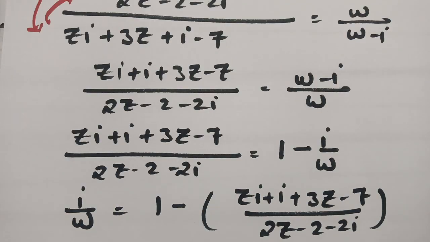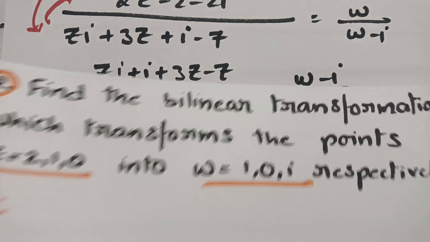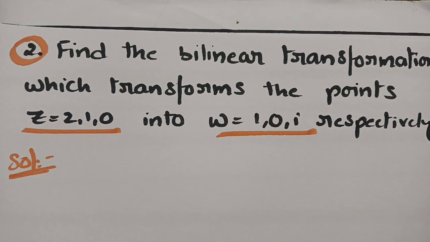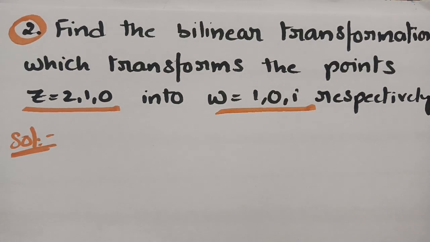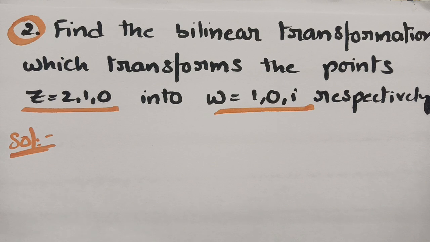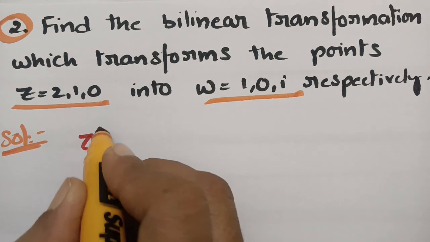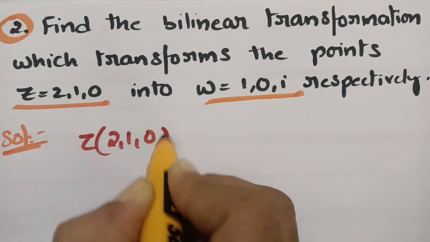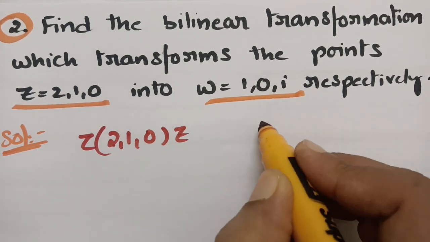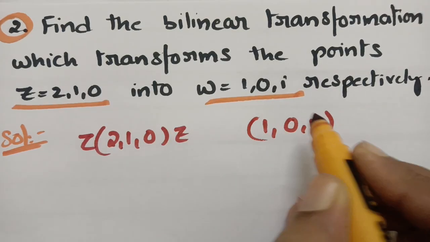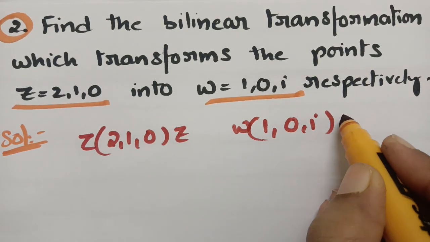Our next question here is also the same as this. Find the bilinear transformation which transforms the points z equal to 2, 1, 0. So here the z points are 2, 1, 0. So again I am taking z here, this is 1, 0, 1. So these are the points from the w plane.